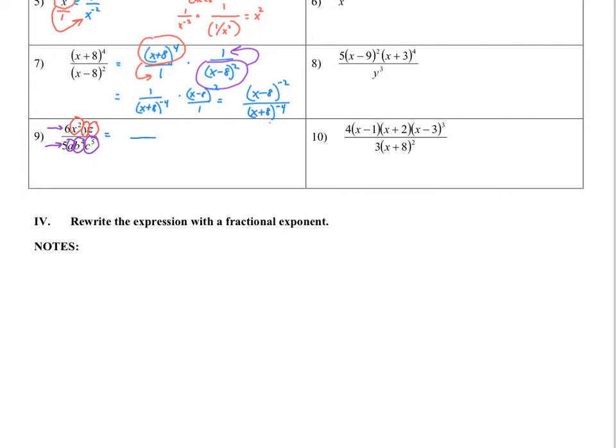Okay, so therefore our final answer will be this: 6 a to the negative first times b to the negative fourth times c to the negative fifth divided by 5 x to the negative 2 times y to the negative first times z to the negative first. Okay, so using these examples, please complete the even problems in this section.